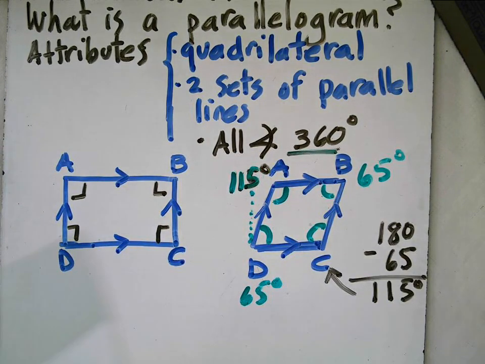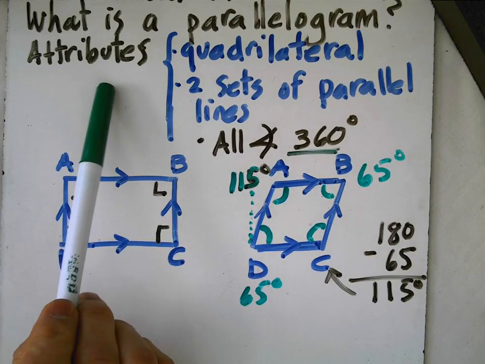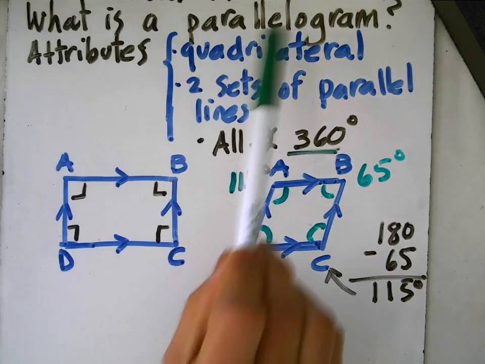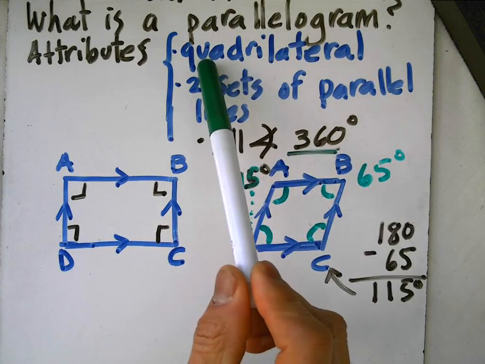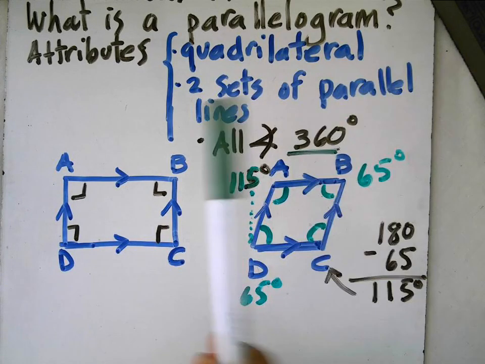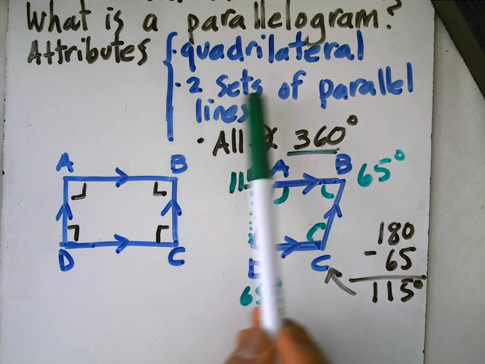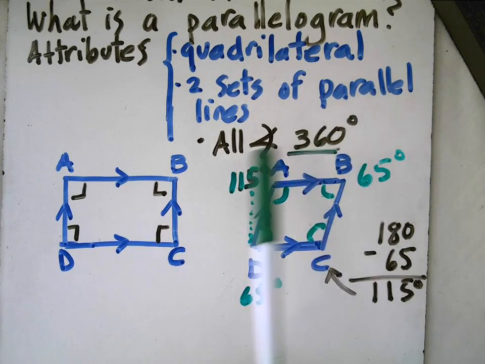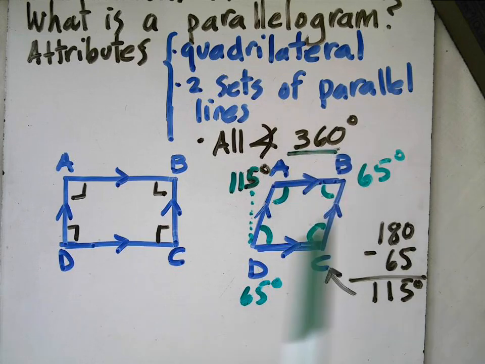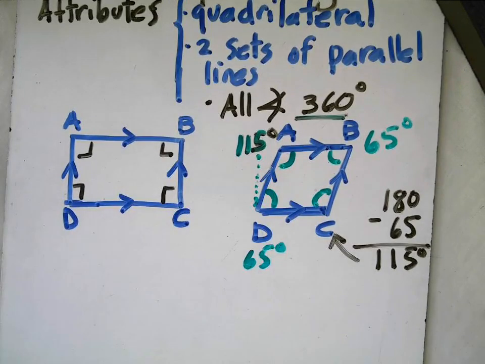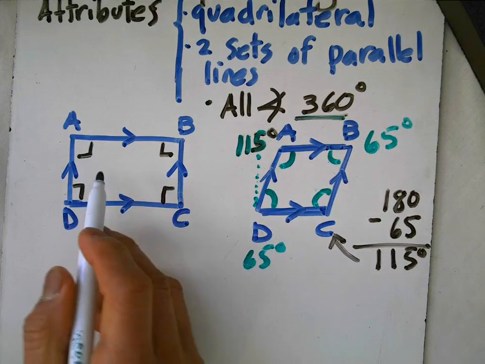Again, we always go back to the attributes. Remember, the attributes of a parallelogram: it has to be a quadrilateral, it has to have two sets of parallel lines, and all the angles must equal 360 degrees. Okay, let's see.